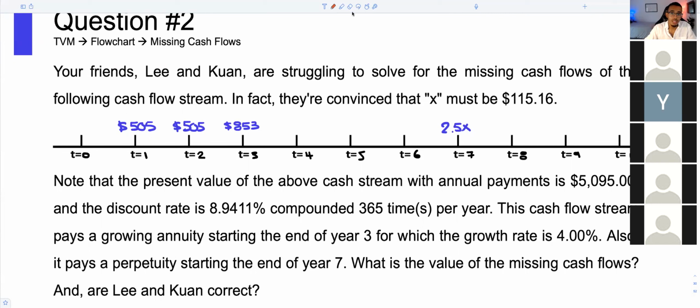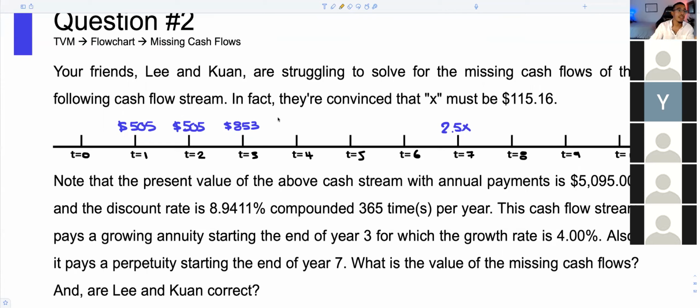This is a missing cash flows question. This is chapter 5, time value of money. You can use your flow chart, it always helps. Your friends Lee and Quan, a pun or a historical fact from Singapore, Lee Kuan Yew, if you're into that, are struggling to solve for the missing cash flow of the following cash flow stream. In fact, they're convinced that X must be 115.16. And you have some sort of cash flow stream on screen. We're not too sure what it looks like. We need to read more.